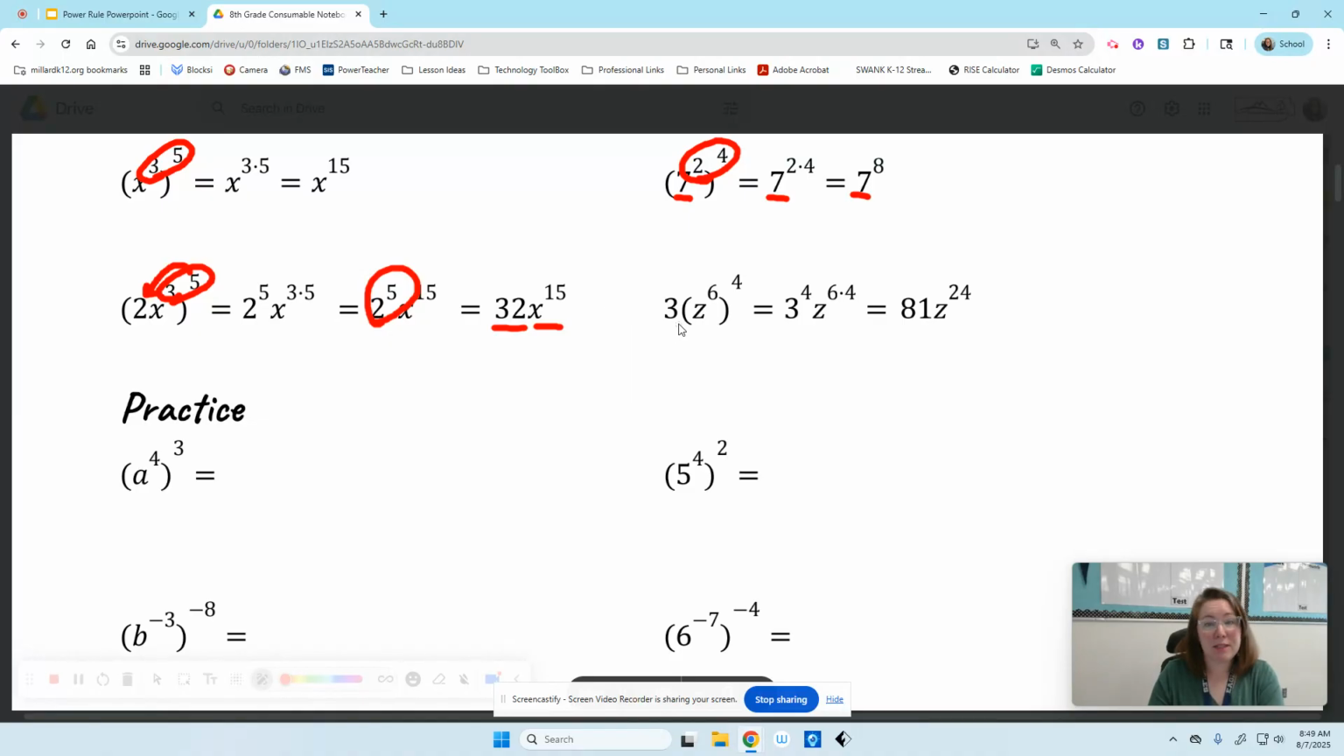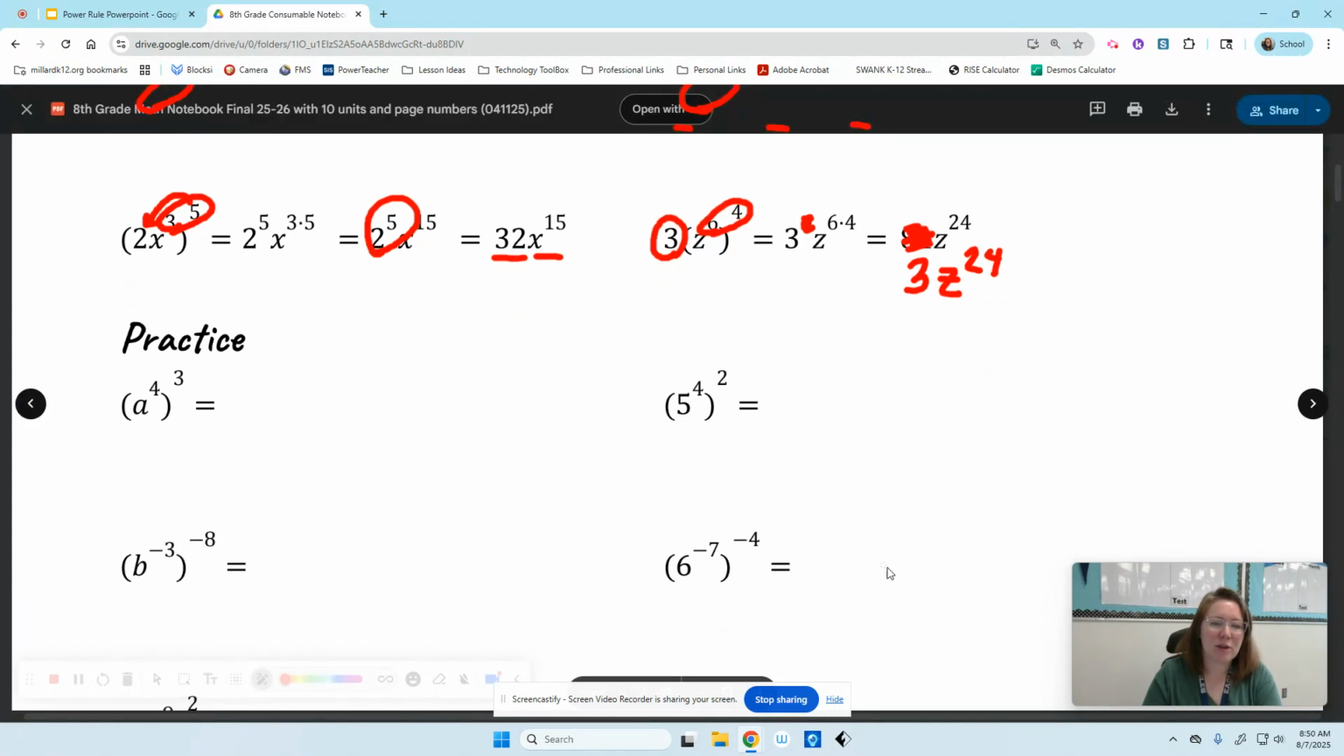All right, now this is different because the 3 is not inside the parentheses. So the 3 just stays the same. I'm noticing the notebook is wrong. So 3, because it's outside the parentheses, we don't care what else is happening, it's outside. So all we've got to do is what's inside. 6 times 4, so 3 times z to the power of 24. Please make sure you fixed that example in your notebook, because that's important.